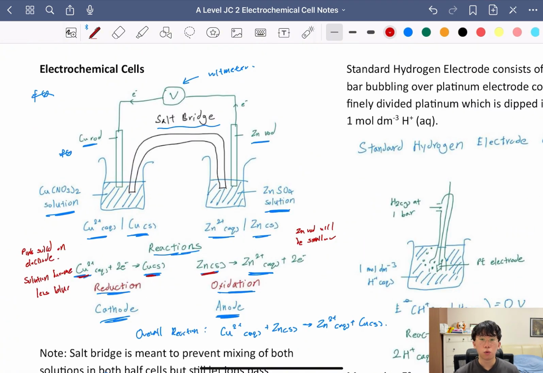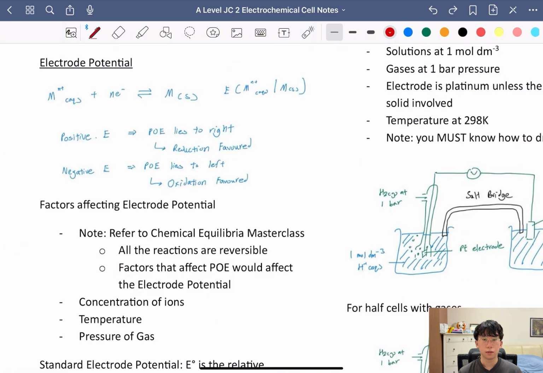So overall, whenever I'm trying to understand the whole electrochemical setup, you have to follow those steps in order to understand what are some of the reactions that happen in each of the half cells. And then overall, you have an overall reaction, and from there you also know who is the cathode and who is the anode. Next up, let's discuss electrode potential.